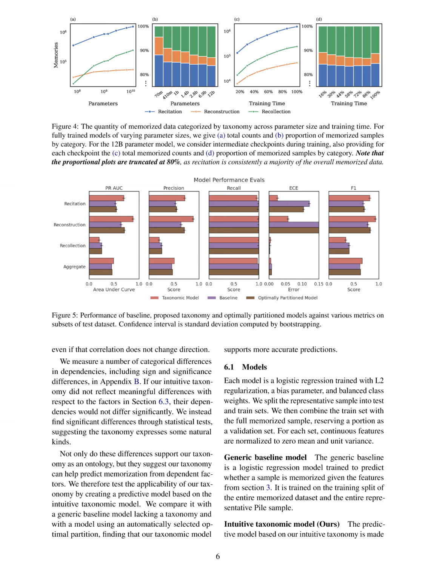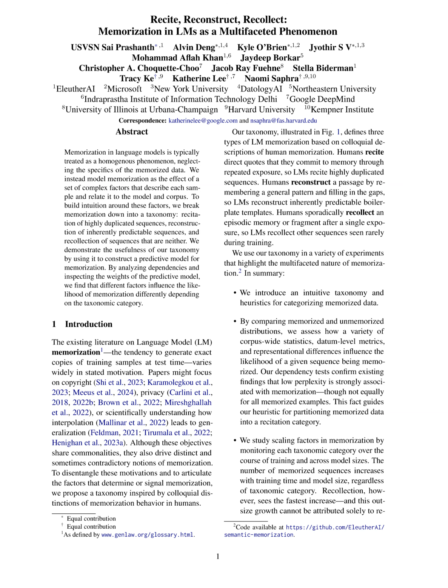Additionally, the taxonomy helps in understanding the dependencies between features of interest, with statistical tests confirming significant differences in dependencies across the taxonomic categories. Overall, the proposed taxonomy and heuristics provide a structured framework for analyzing and categorizing memorized data, leading to a deeper understanding of LM memorization processes.